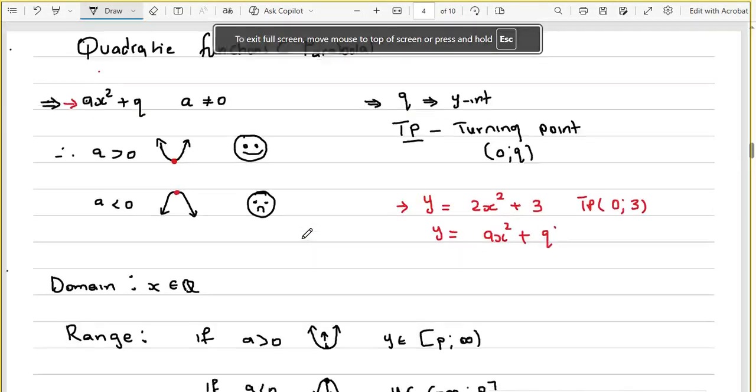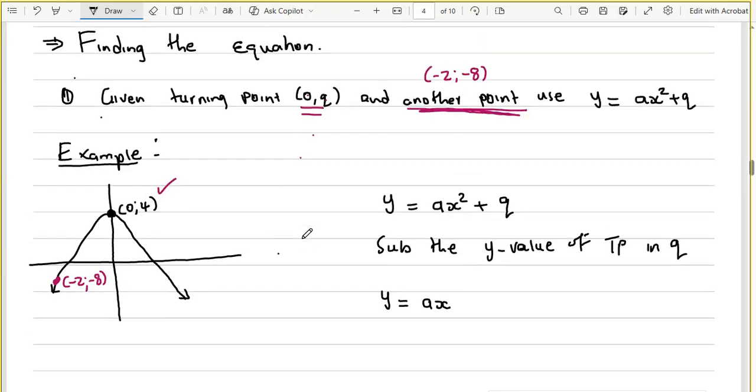Yes. Okay. So please, let's find the equation. You know what I'm going to do? Where there's Q, I'm going to sub in what? Where there's Q. So we are finding the equation. We are given a turning point, and another point, which is -2 and -8.